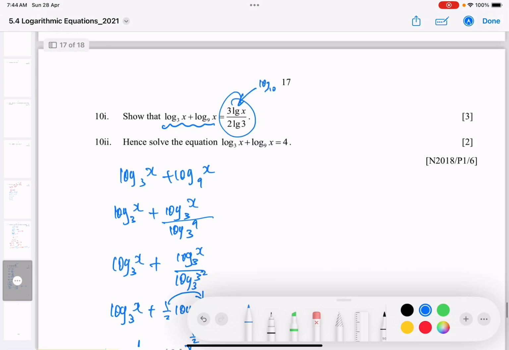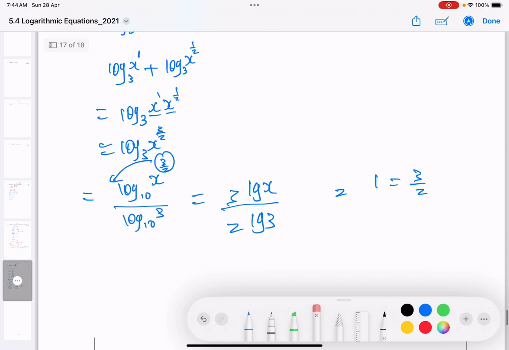Alright, so I compare it to the top. Exactly, it looks exactly the same. Okay, so this is how I've shown it.